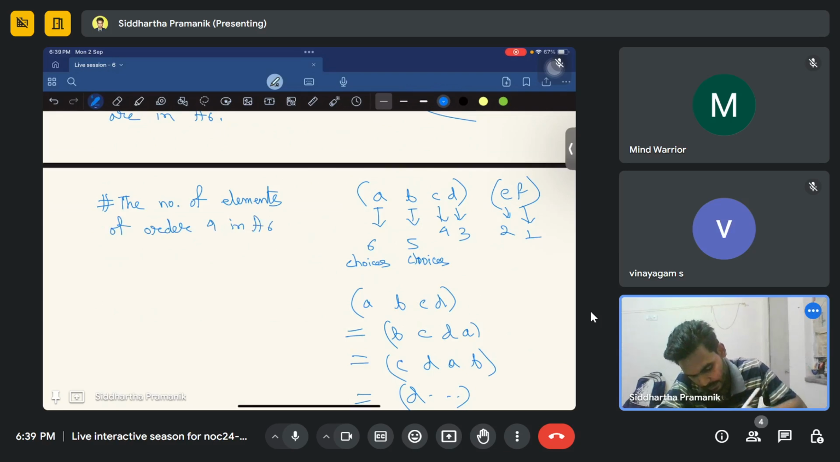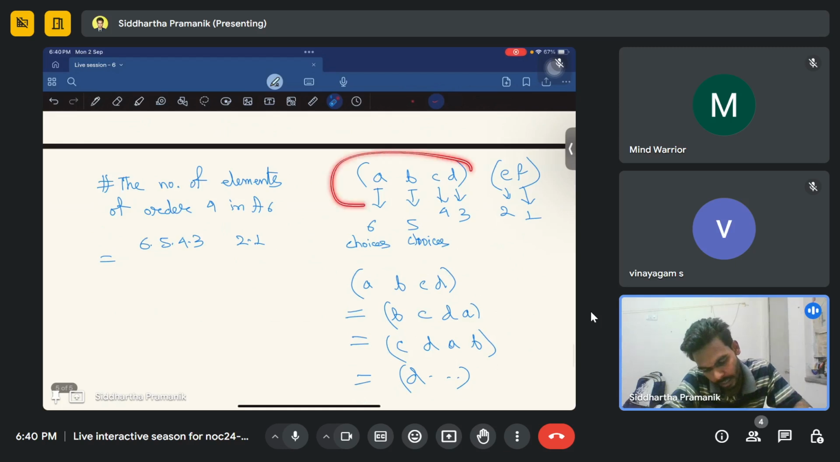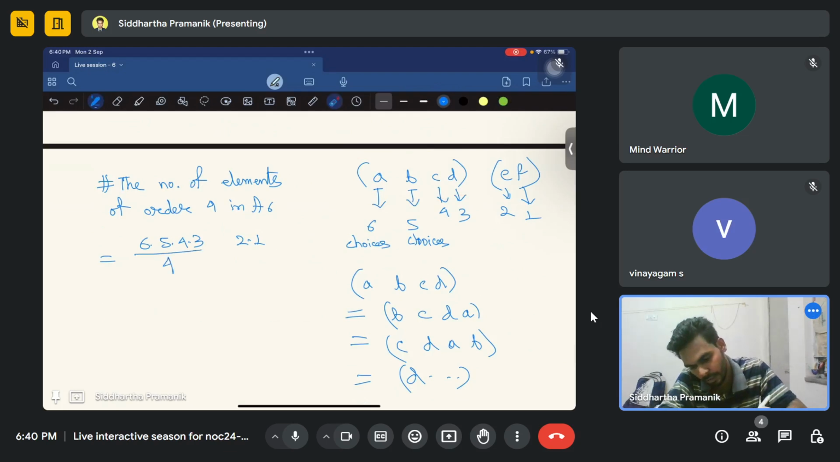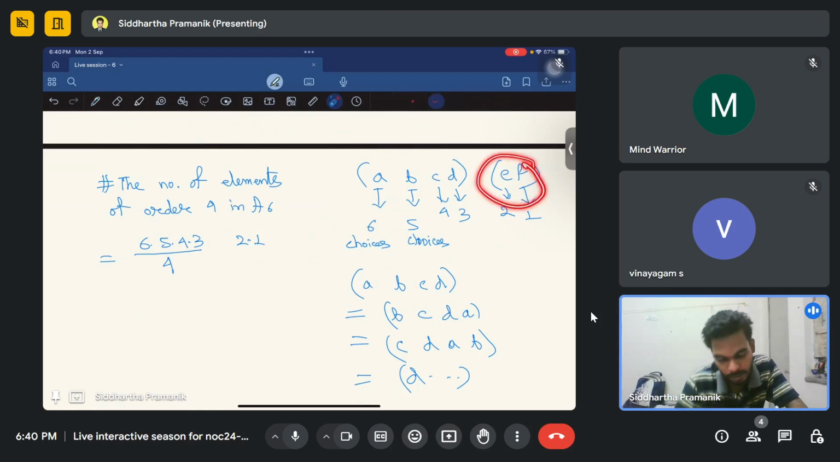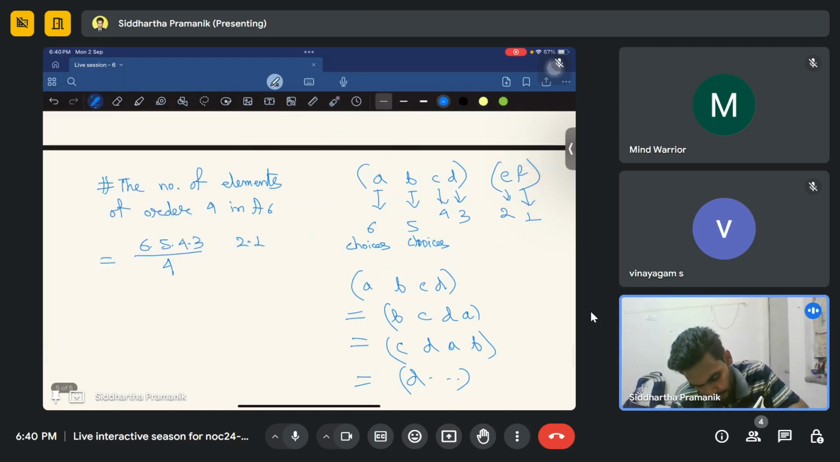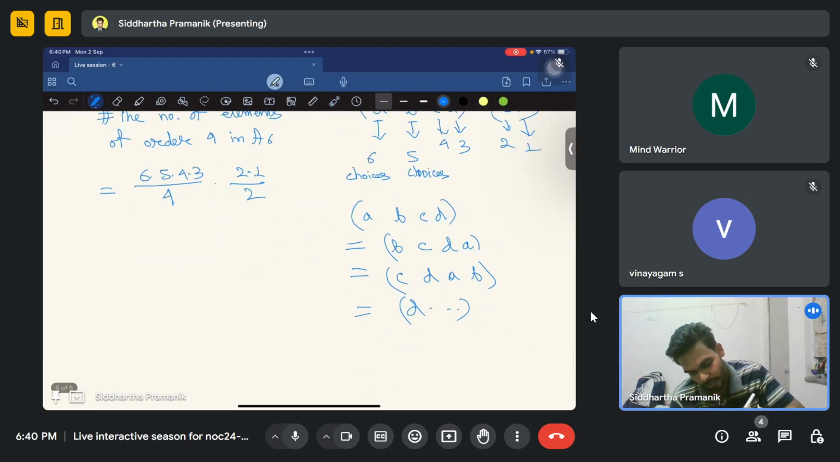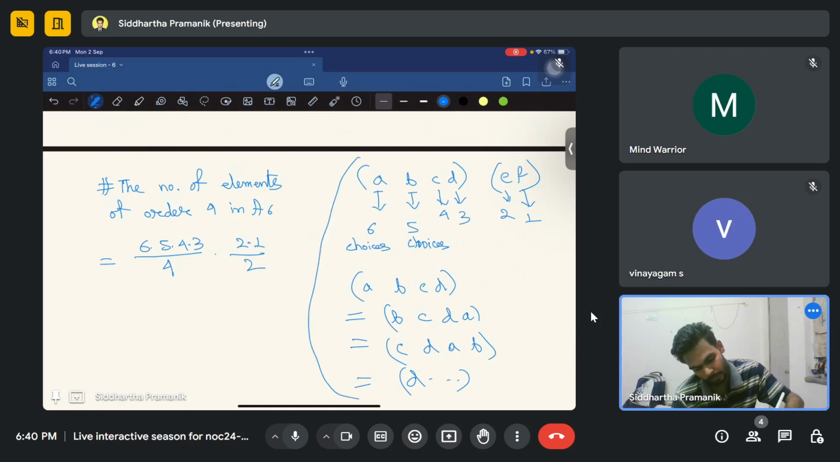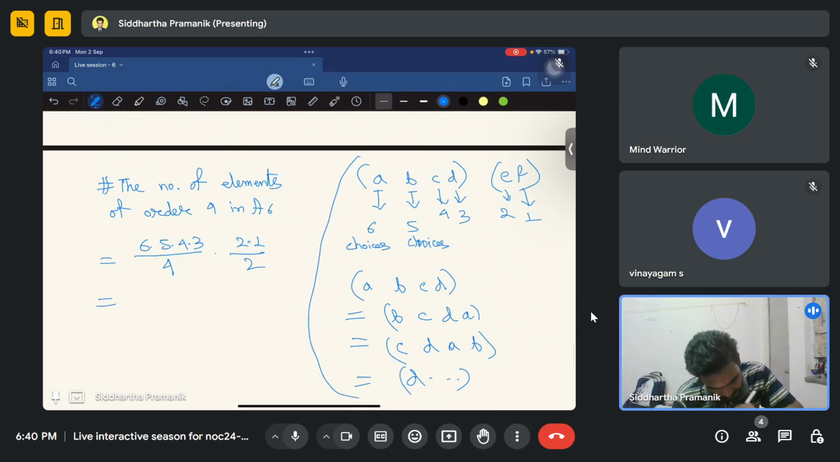in A6 equals 6 choices, 5 choices, 4, 3, and 2 choices, 1 choice. As I have told, a 4 cycle can be written in 4 ways, and those give the same permutation. So we need to divide this by 4. Similarly, a 2 cycle can be written in 2 ways, so we need to divide by 2. So this is the total number, and this is exactly equal to 90.